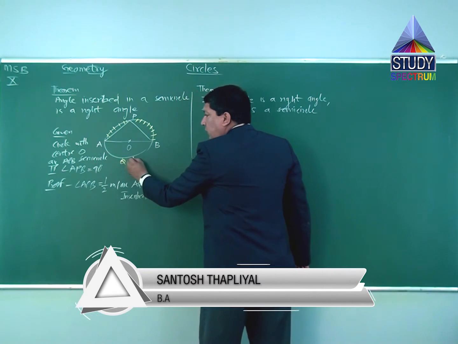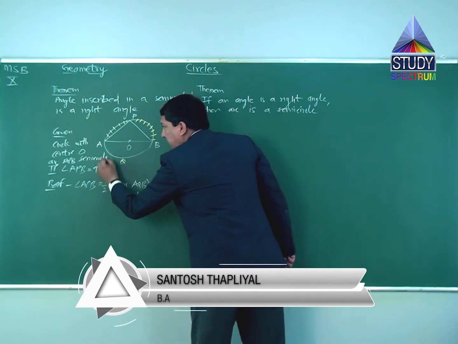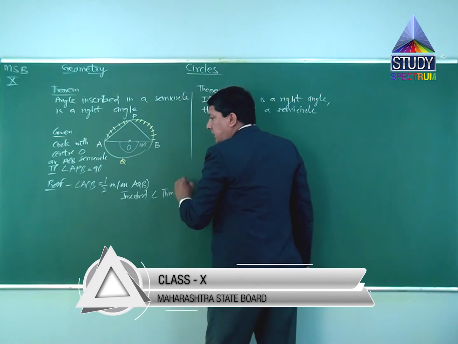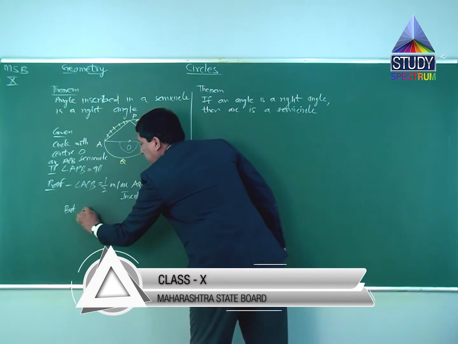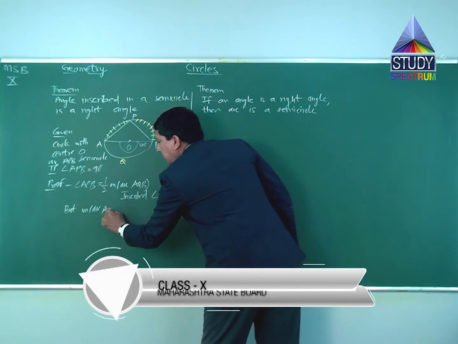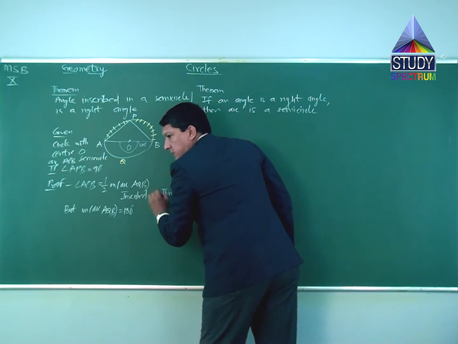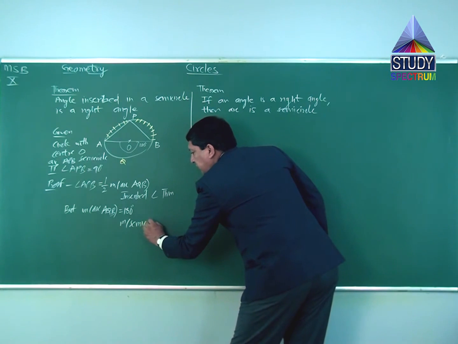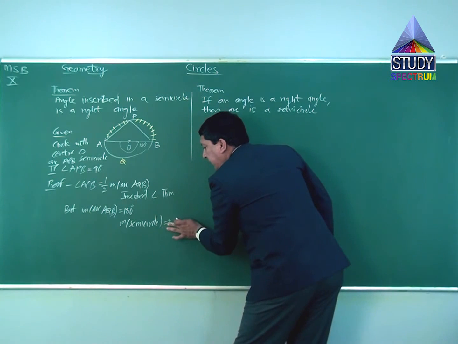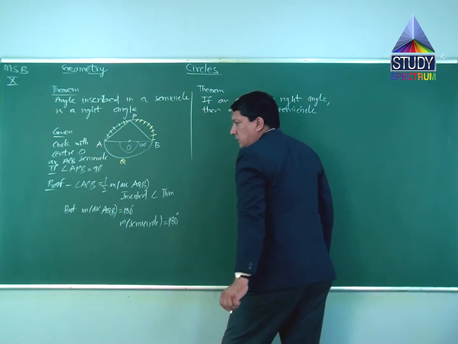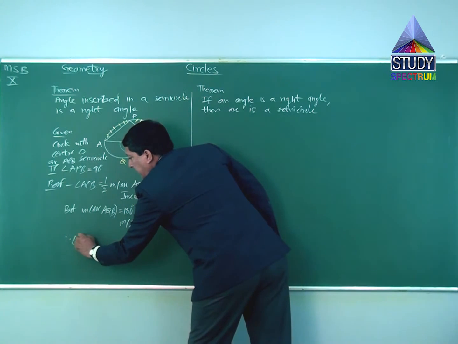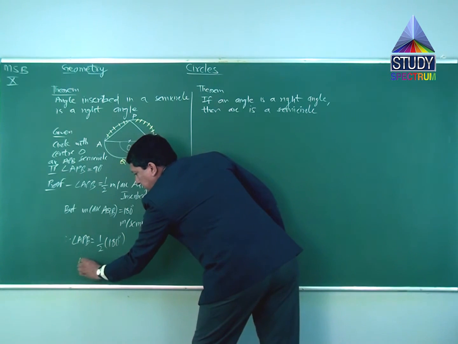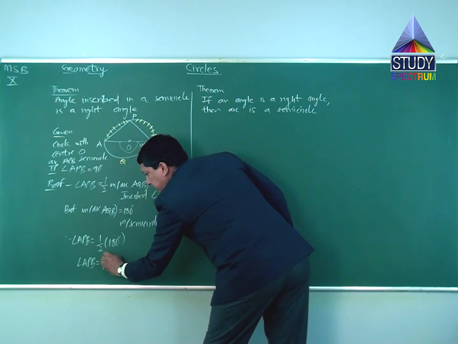Now if you look at arc AQB, it makes a 180 degree angle. The measure of arc AQB is equal to 180 degrees. The reason is the measure of a semicircle. The measure of a circle is 360, so the measure of a semicircle is 180 degrees. Therefore, angle APB is equal to half of 180 degrees. Angle APB is equal to 90 degrees.